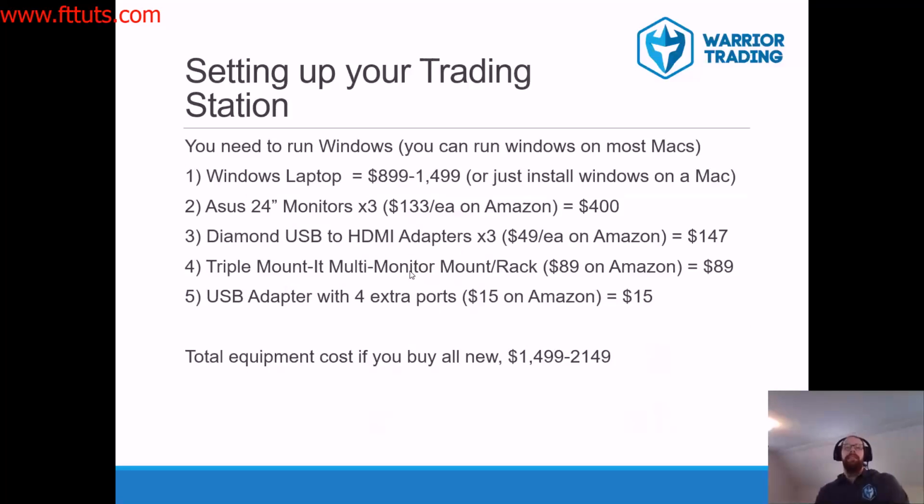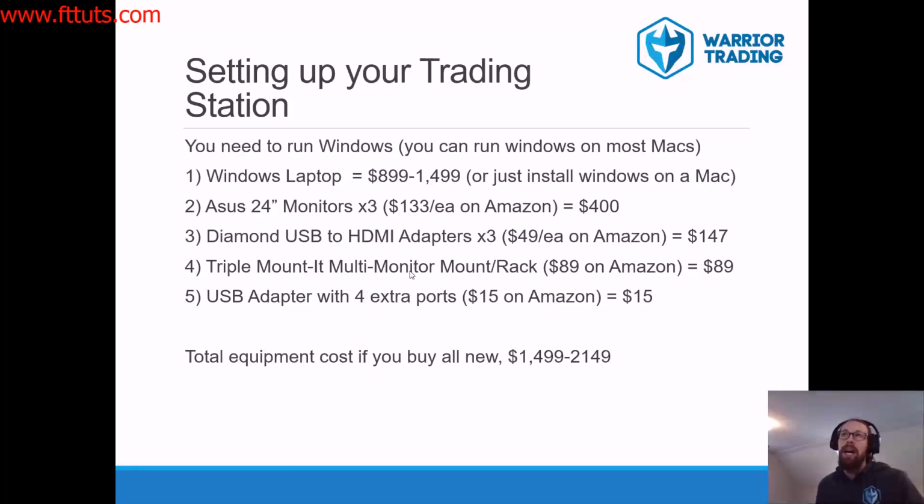So what do you need? Well, you really need to run Windows. Now, if you're running a Mac right now, that's okay. You can run Windows on your Mac, number one. But most traders, if you can afford it, are going to be better off just getting a Windows machine. Most trading software is on Windows, so it's just going to be easier for you than trying to run Boot Camp, in my opinion. But it's totally your call.